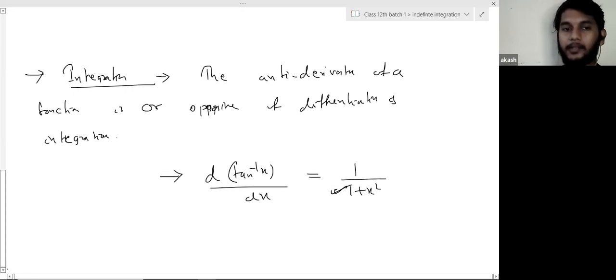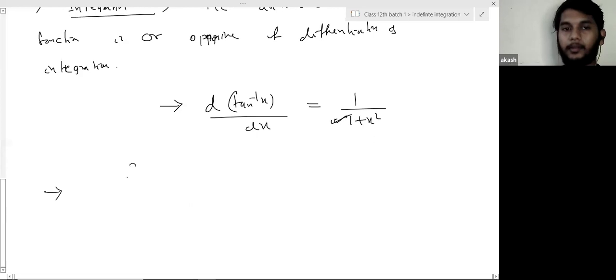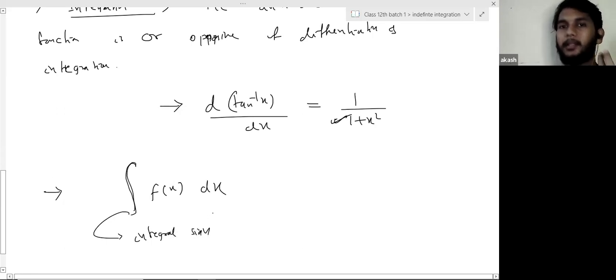How do we write integration? The symbol is like this: integral of f of x dx. This is the integral sign, just a symbol to represent integration, like d upon dx is differentiation. This snake-like, s-like symbol is integration. F of x is called the integrand, the function you have to integrate.